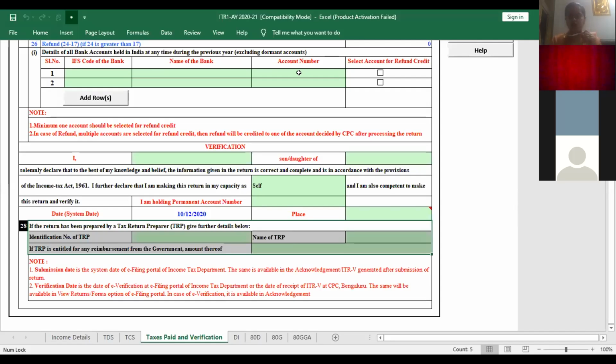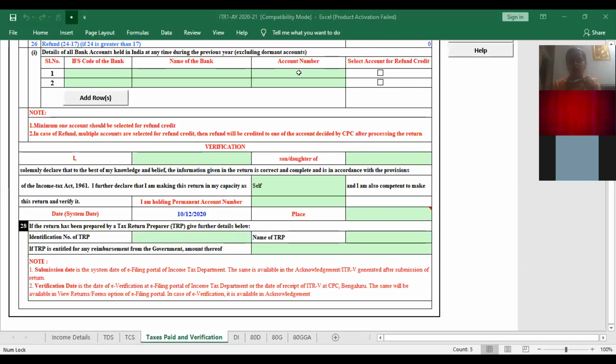Yes, thank you so much, Zaina ma'am and Komal ma'am, for giving a wonderful detailed explanation of the ITR. There are a few questions in the chat box. I'll take up those, and I request the participants that if you have any more questions, please put them up in the chat box.